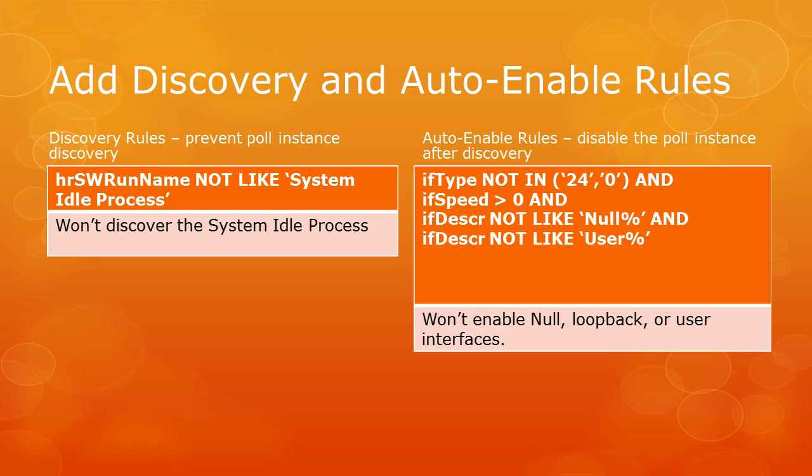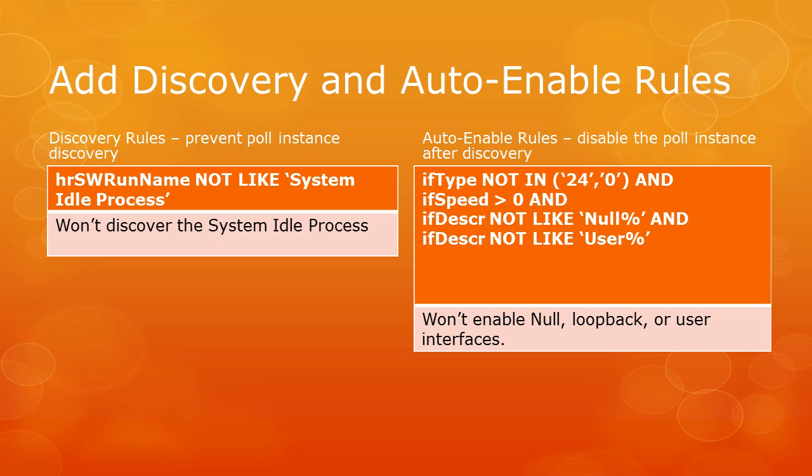Discovery and auto-enable rules are helpful when you're trying to keep things clean and running efficiently. Now, discovery rules test OID values against a rule during discovery. If the rule evaluates to true, the poll instance is discovered. If not, NetVoyant aborts discovery of that poll instance and moves on to the next one. Discovery rules are handy when you're trying to prevent unnecessary poll instances from even showing up in the system. An example of this would be the CPU table from the UC Davis MIB.